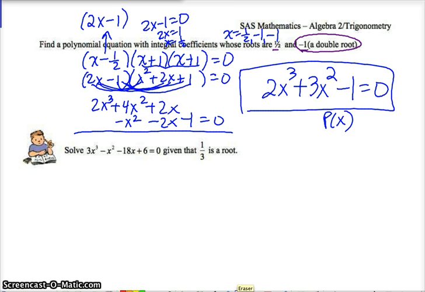So I could set it equal to p of x, or I can leave it like this. So here we have it, 2x cubed plus 3x squared minus 1 equals 0. Now remember, if we have 3 roots, you should have a cubic, because that tells us how many solutions we're going to have. So what did we do? We worked backwards by creating our roots first and then multiplying it all out. These were our factors, and then we multiplied it out.